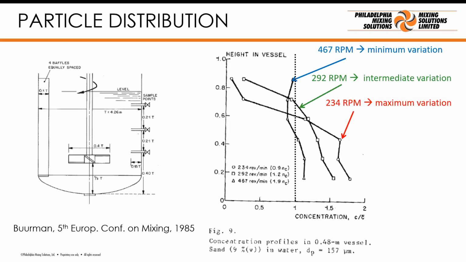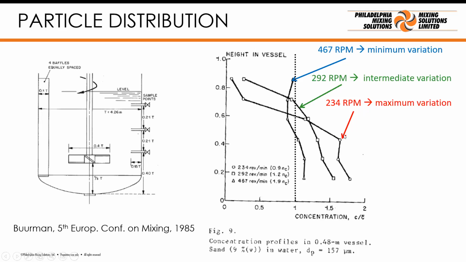So these are some charts taken from a paper written by a guy called Kees Burman, who worked for Shell in the Netherlands. And he had access to a tank that was 4.3 meters diameter in the plant. And he had some lab units. So this is a chart taken from a vessel which was 0.5 of a meter diameter. So what we're looking at here is the normalized height in the vessel. This is the liquid surface, and this is the concentration normalized by the average concentration in the vessel.